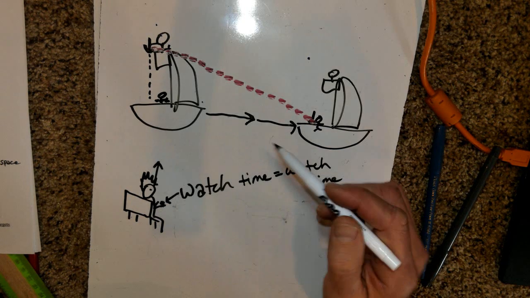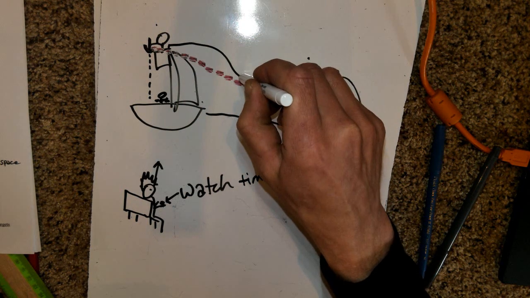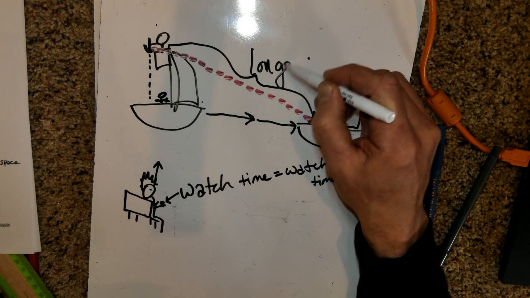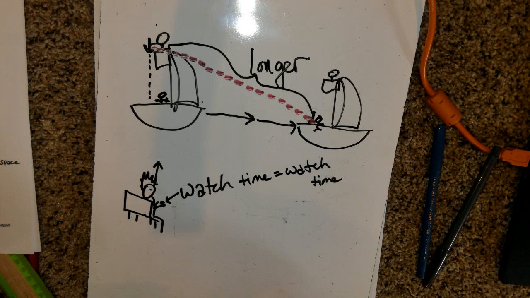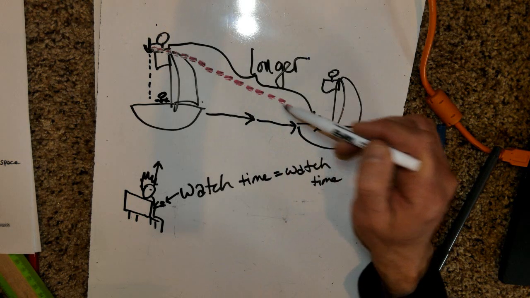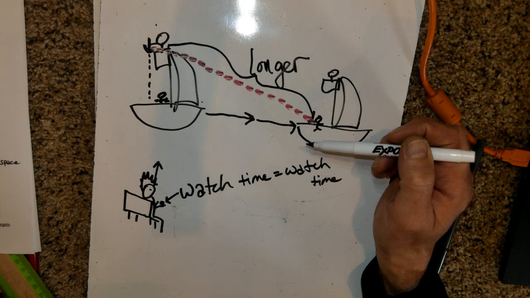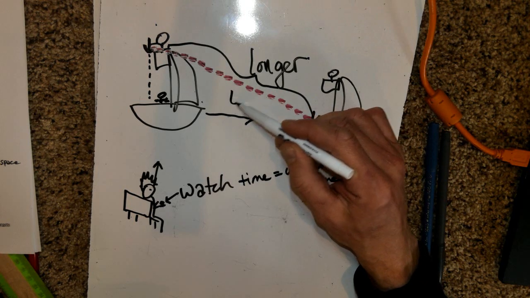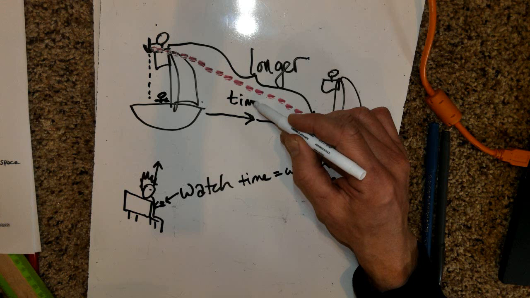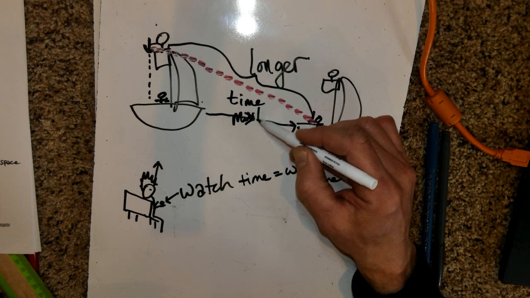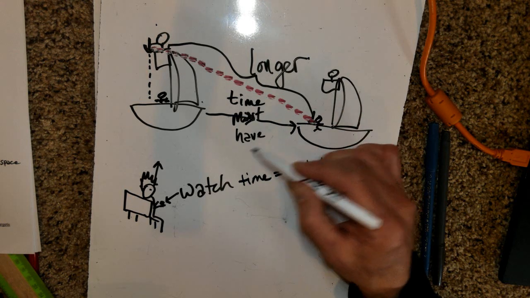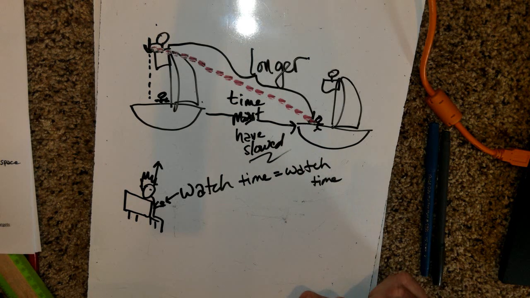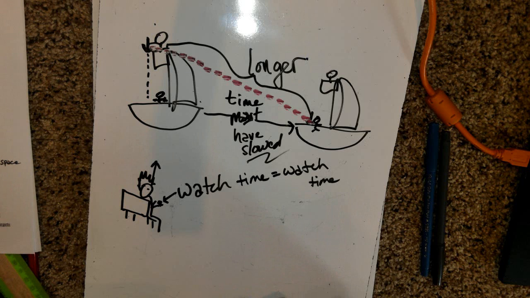But then he says, well, wait a minute. This path that I saw is way longer from my perspective. Yet it made it there in the same amount of time. So Einstein theorizes that time must have slowed from his perspective. Now, he doesn't have any way to prove this yet. It doesn't come until later.